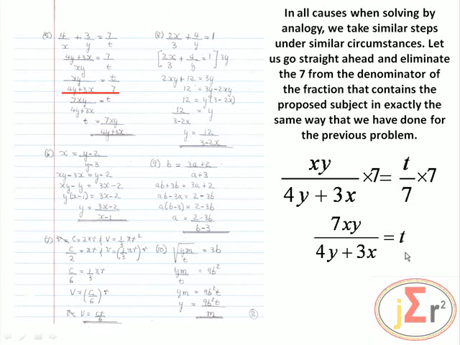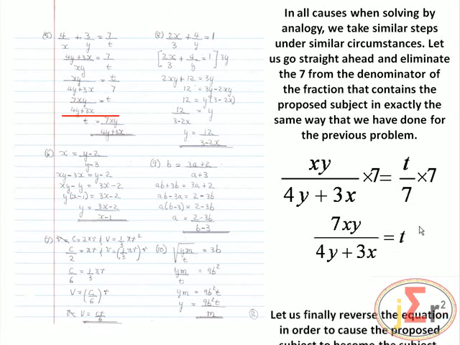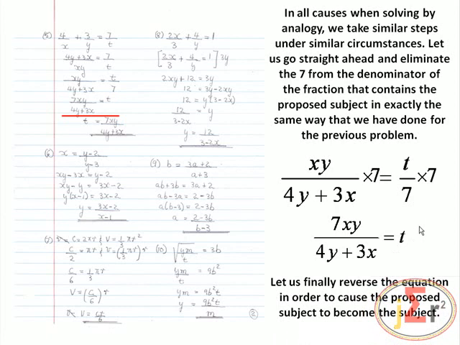Therefore, all that we need to do now is reverse the equation, writing the proposed subject on the left hand side. So let us finally reverse the equation in order to cause the proposed subject to become the subject. So that is all that is left in this step. To move from here to here is a matter of turning the expression around. And that is all there is to it.